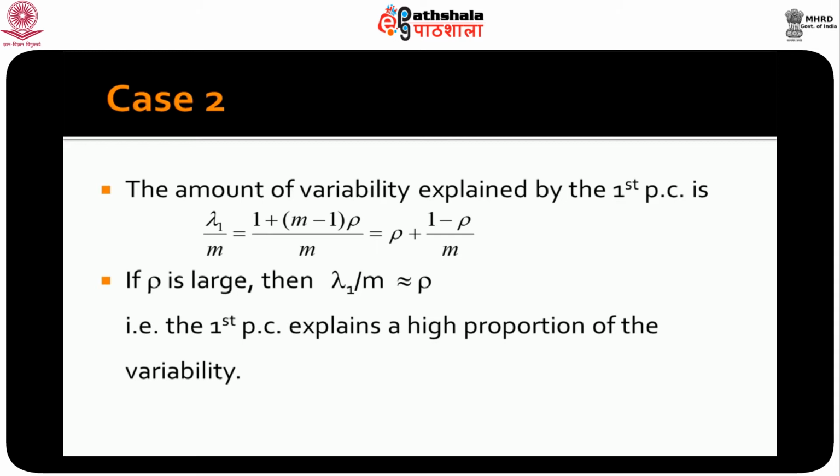So, that is the total population variation explained by the first principal component, and you can see that this is going to be almost equal to rho, if either rho is very close to 1, which means the second term is almost 0, or if m is very large. So, if you have very high correlation among the different variables, then the first principal component would account for a very large proportion of the variability, and you need not be looking at the other principal components.